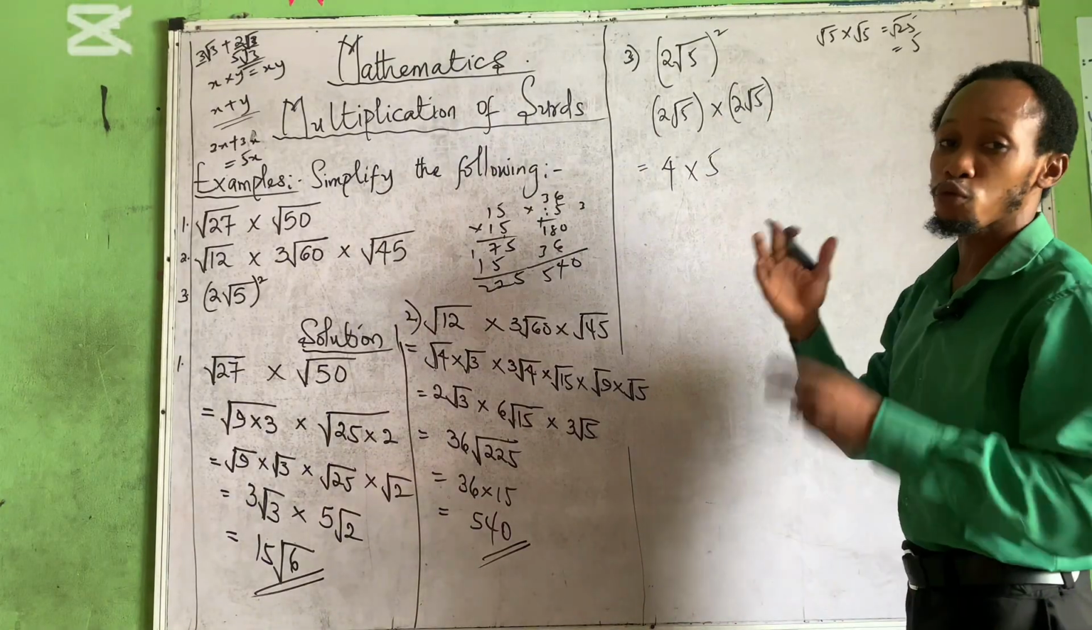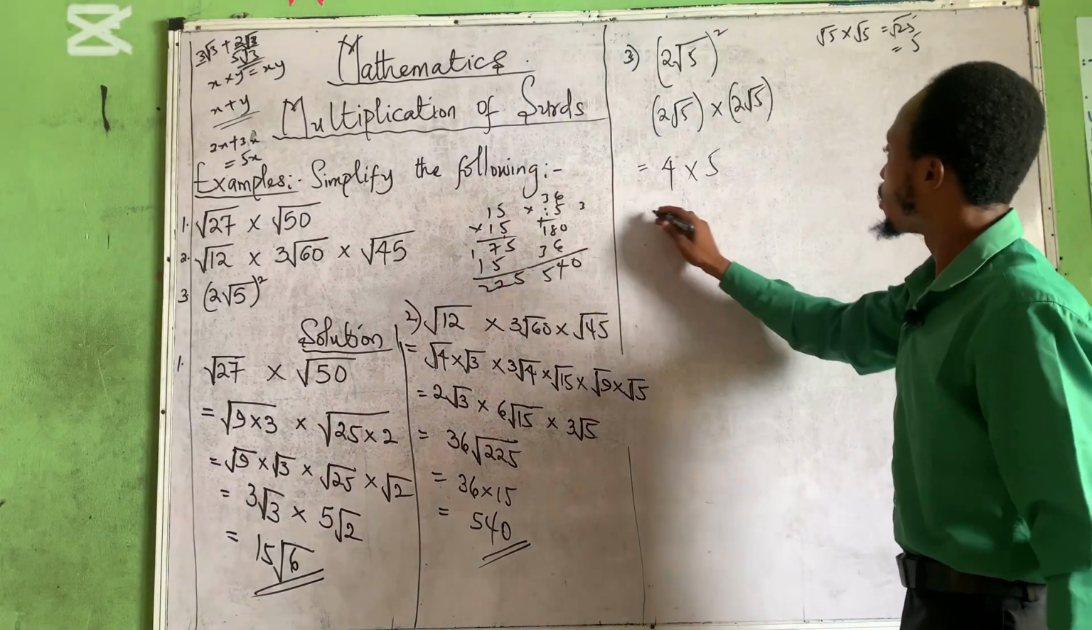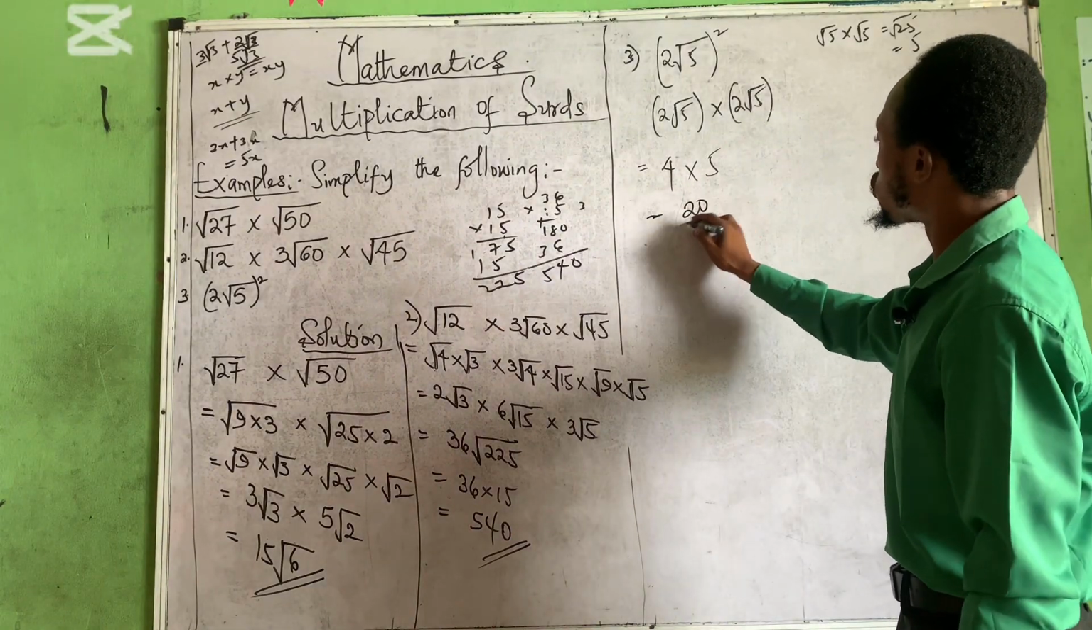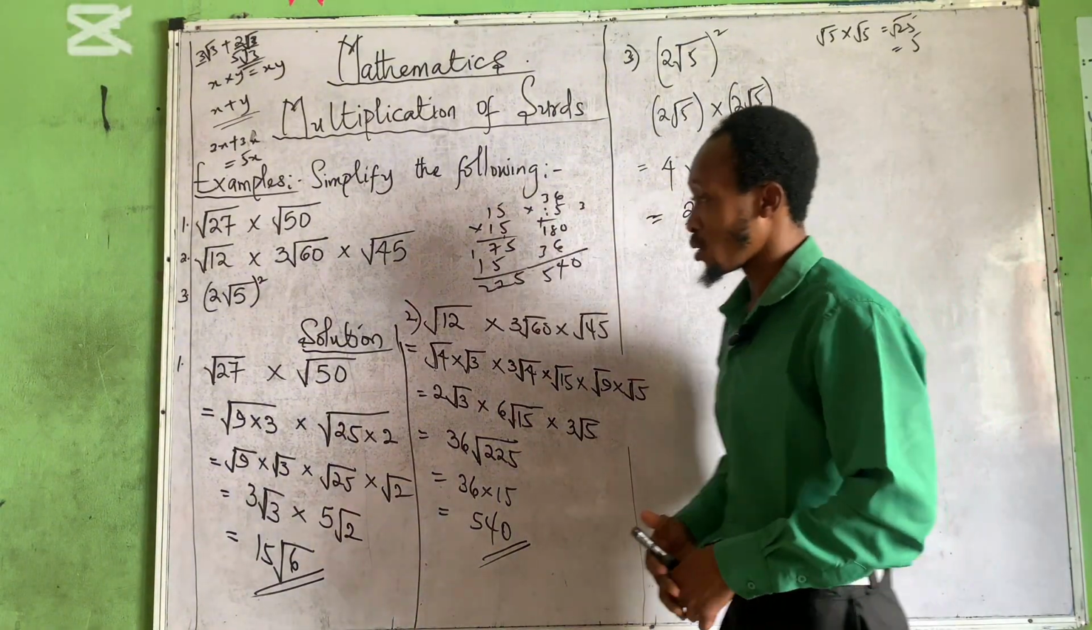Anytime you have two equal roots multiplying each other, it will be that number. So root 10 times root 10 is 10. So 4 times 5 is 20. So that's all about multiplication of surds.